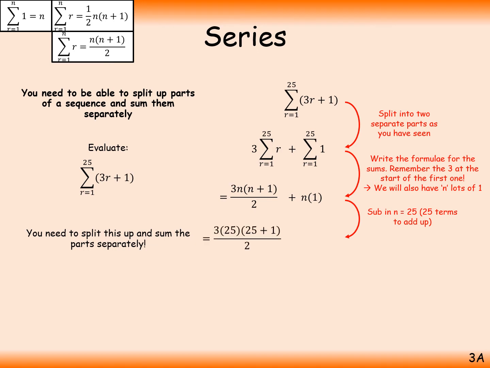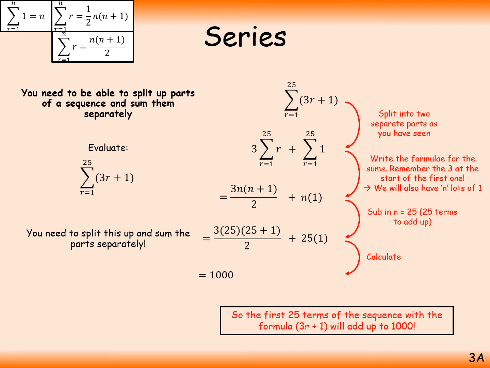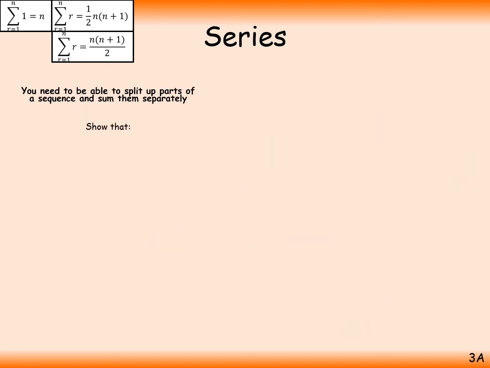So in this case, our n is 25. So 3 lots of 25 times 26 all over 2 plus 25 times 1. So that gives us 1000. So the sum of the first 25 terms of the sequence with formula 3r plus 1 adds up to 1000.